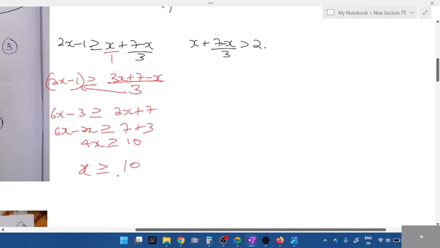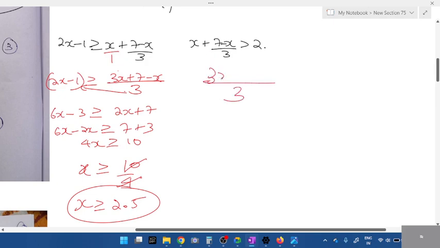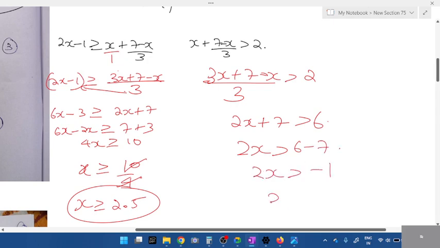x is a positive number. So what's the answer, students? Positive 2.5. Next, if you take the LCM, yes, same. You get 3x. 3 goes to the other side. 3 minus x is 2x plus 7. 3 2s are 6. 7 goes to the other side, minus 1. We are dividing by a positive number. The sign will not change. It is greater than. So what, sir? These are the two answers.